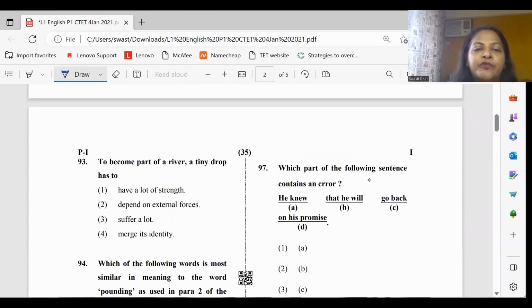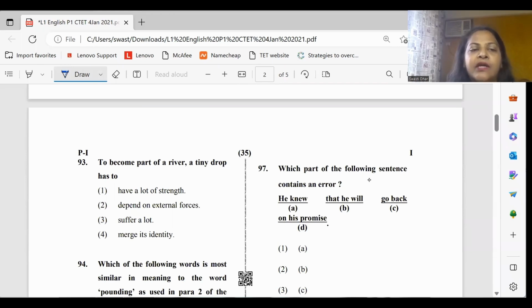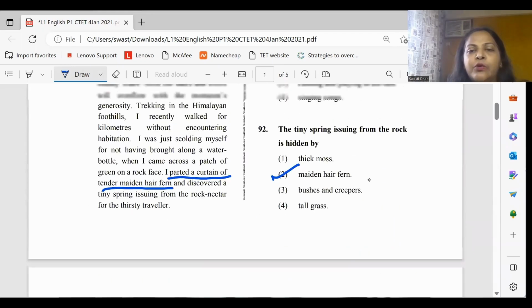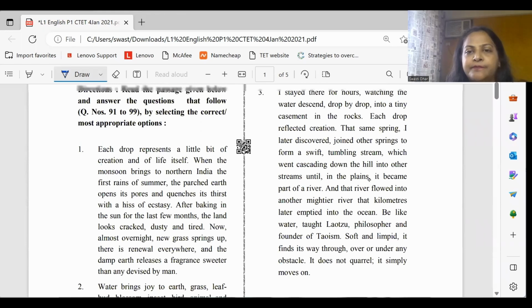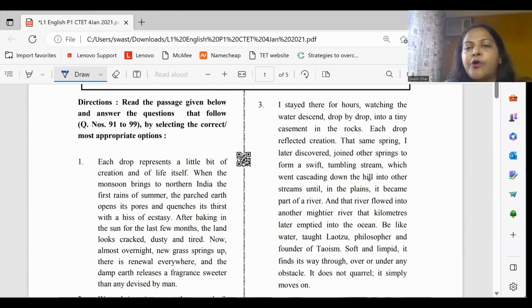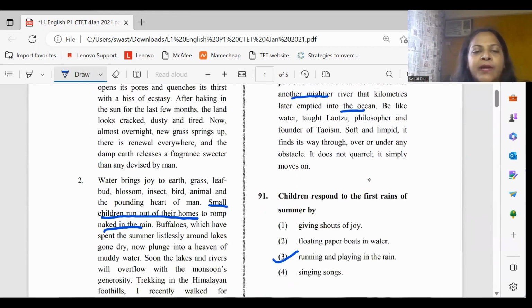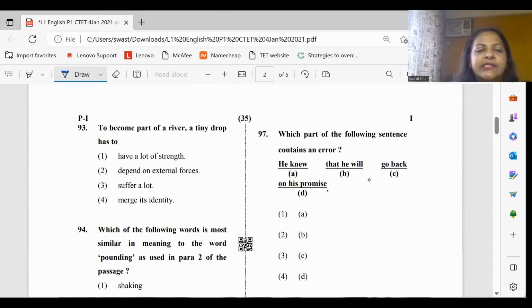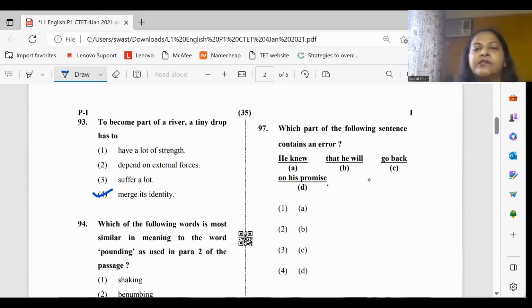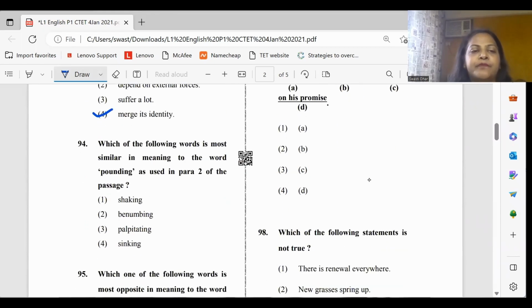To become a part of a river, a tiny drop has to. So if we look at the passage here, what happens to drop by drop, how it goes from becoming a stream, a spring, and finally becomes a part of the mightier ocean. We know that the drop has to merge its identity. The correct answer is merge its identity.